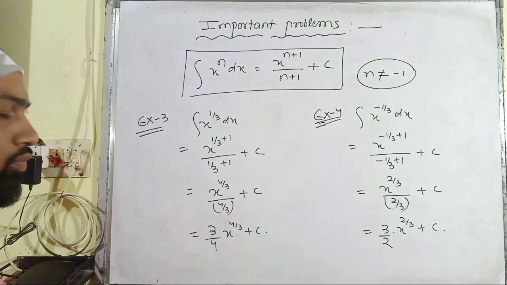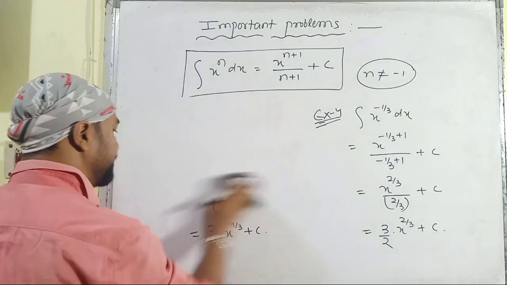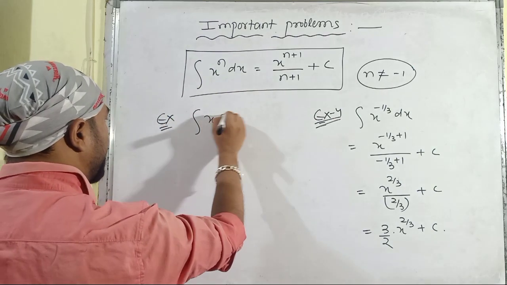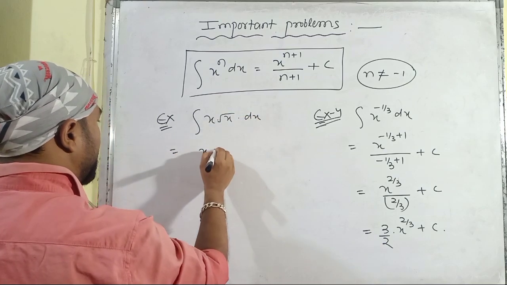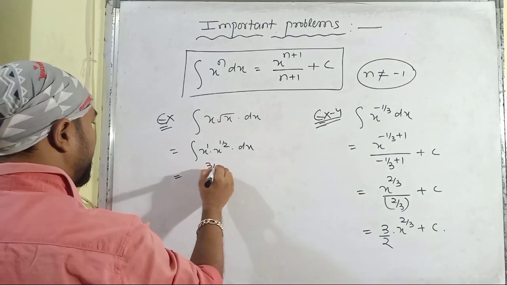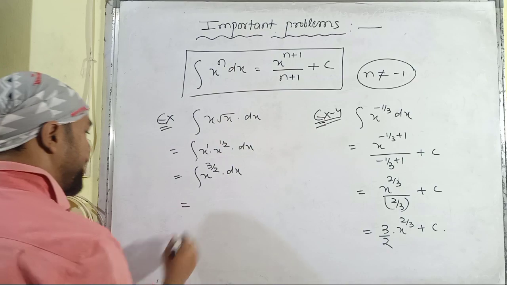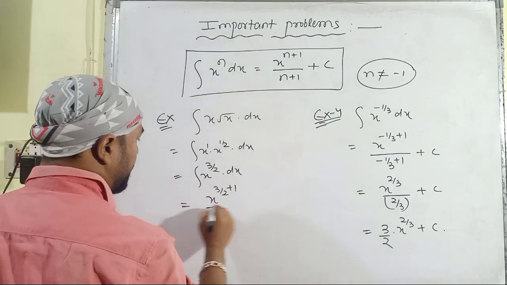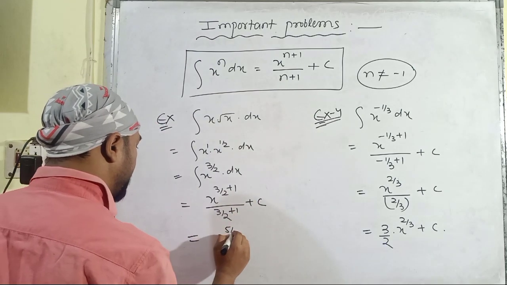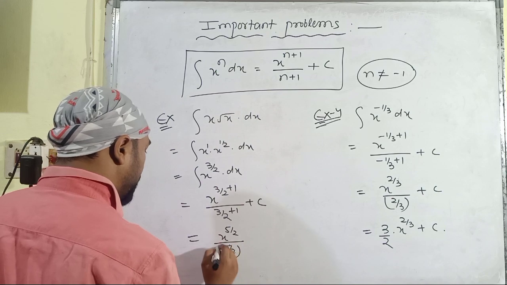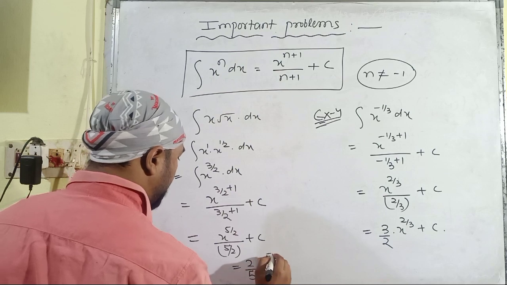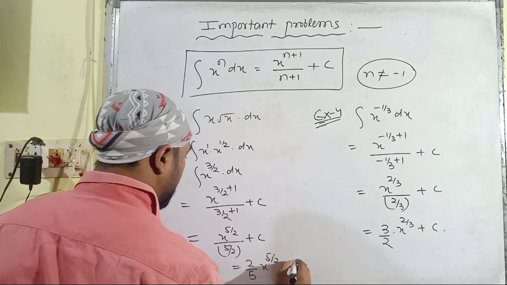Then moving to example number 5. Integral of x multiplied with root x dx, it is x multiplied with x to the power 1 by 2, this is the power 1 here, then it will be x to the power 3 by 2, then it will be x to the power 3 by 2 plus 1 divided by 3 by 2 plus 1 plus any constant c. It is x to the power 5 by 2 divided by 5 by 2 plus any constant c. Just simplifying, we can have 2 upon 5 x to the power 5 by 2 plus any constant c.